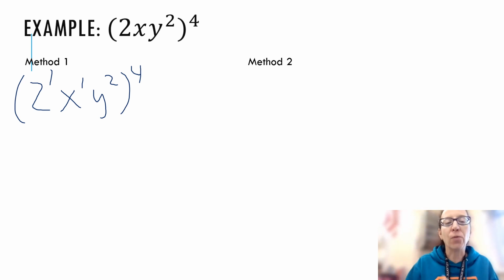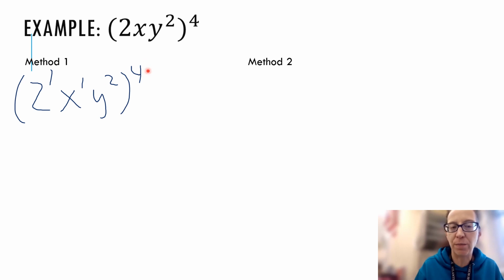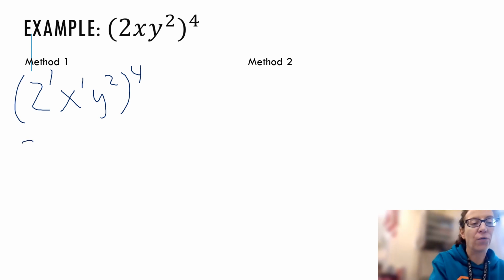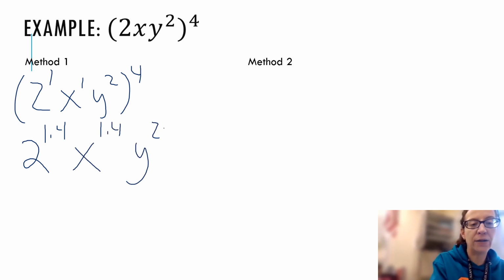All right, so this is using that second law, that if you have something to a power raised to another power, you would multiply the exponents. What you don't want to forget is that all of this is being raised to the power of 4, not just the y, and that these guys do have exponents there. We just don't write them all the time. So for that first one, it's going to be 2 to the 1 times 4, x to the 1 times 4, and y to the 2 times 4. And I'm sorry, those look a little bit like decimal points, but they're not.